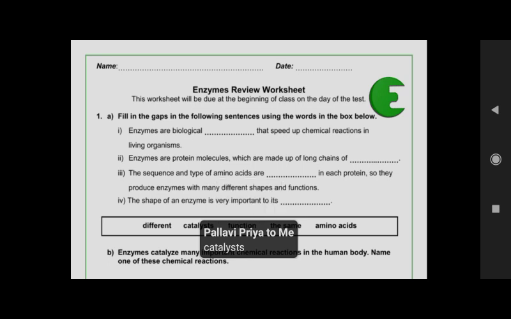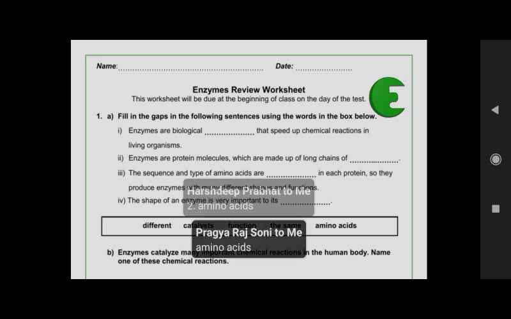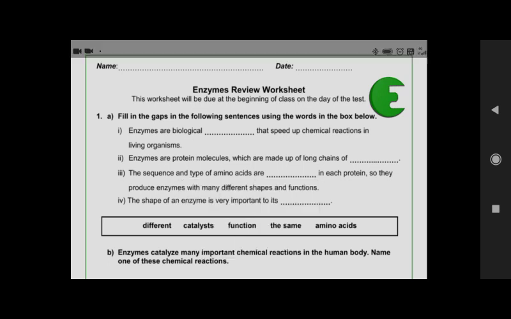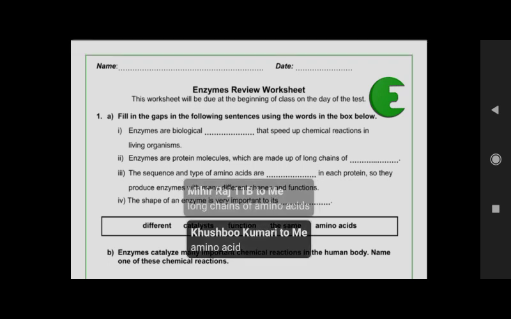Students, as I said, take the screenshot, but definitely you will write this worksheet in your copy with today's date. Is it okay? Next, enzymes are protein molecules which are made up of long chains of, tell me, here is the keyword, yes, correct. Because we say enzymes are protein and amino acid are the building block of protein. Very good. Amino acid, correct.